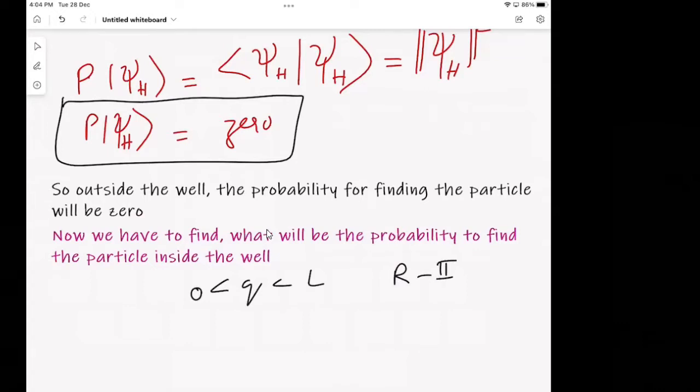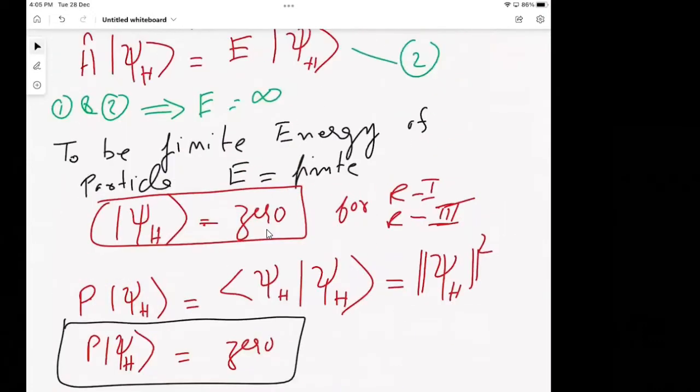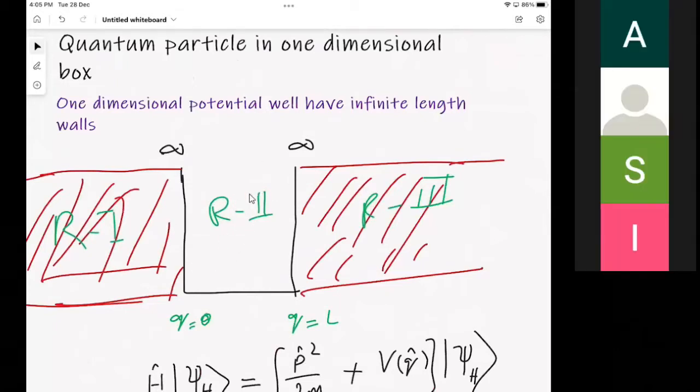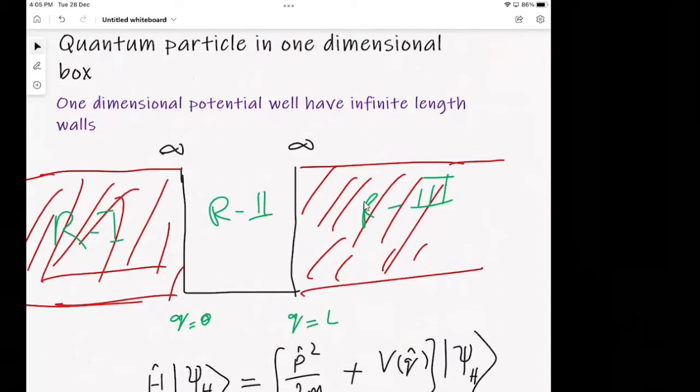What will happen at region 2? At region 2, what is the potential? You may see that the potential V(q) is 0. From the figure, in region 2 the potential will be 0. Outside this region, outside the well, the potential is infinity. Inside the well, the potential is 0.